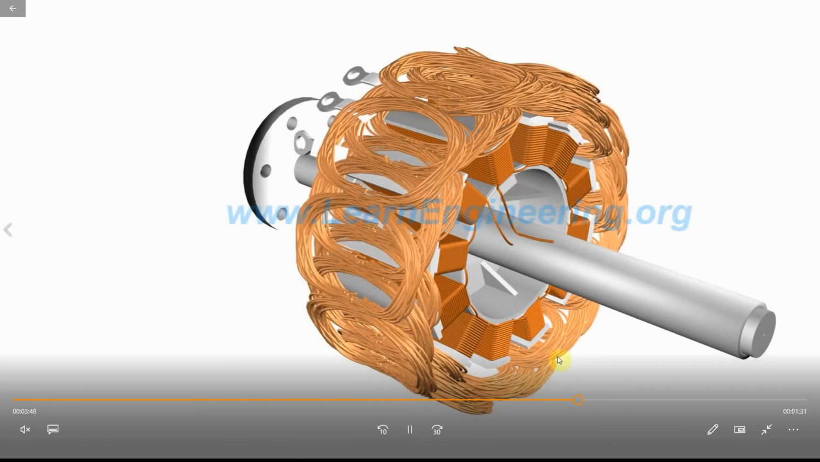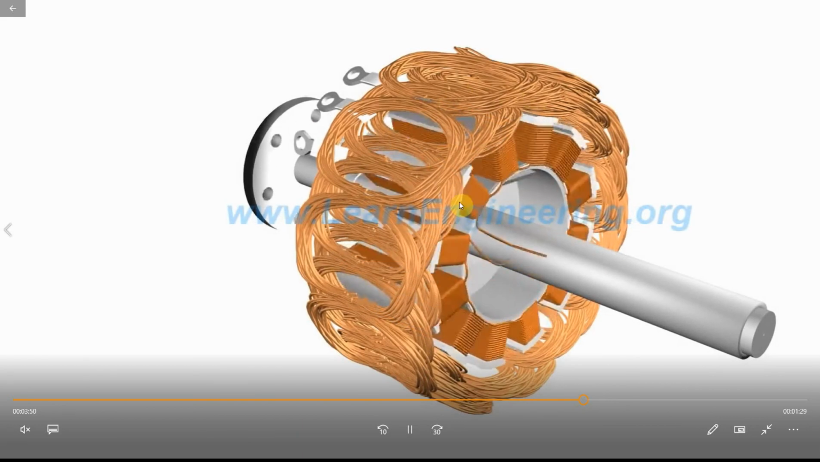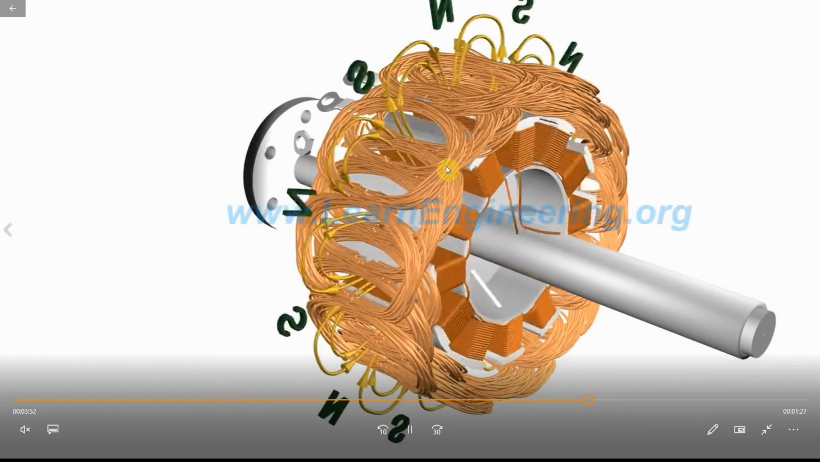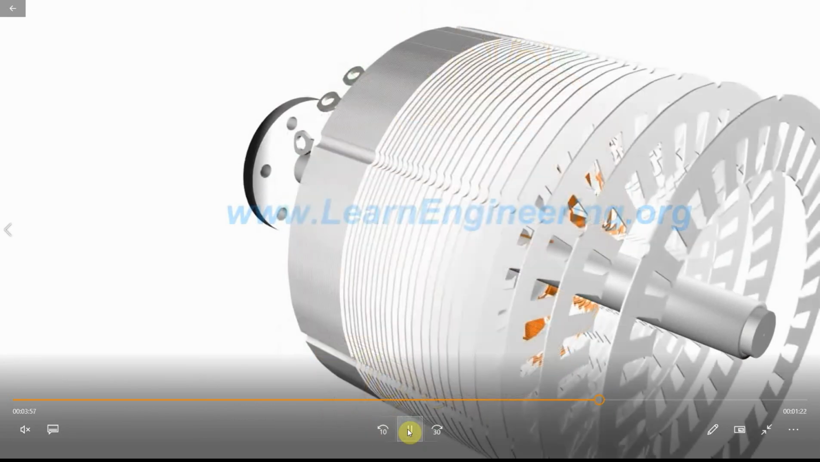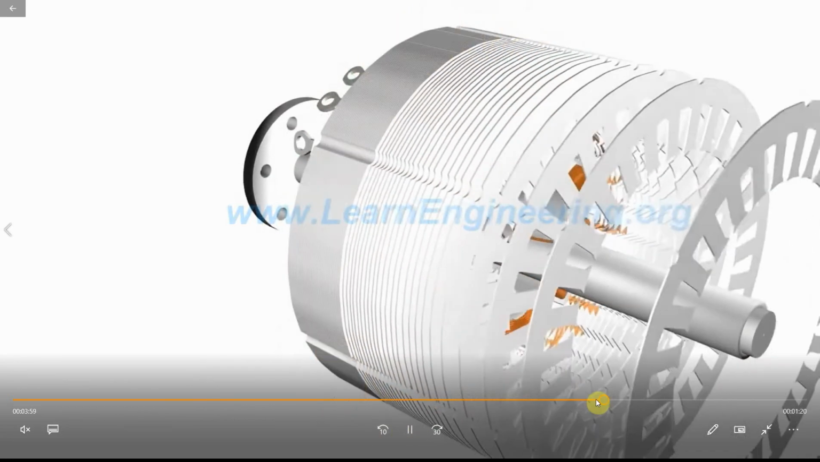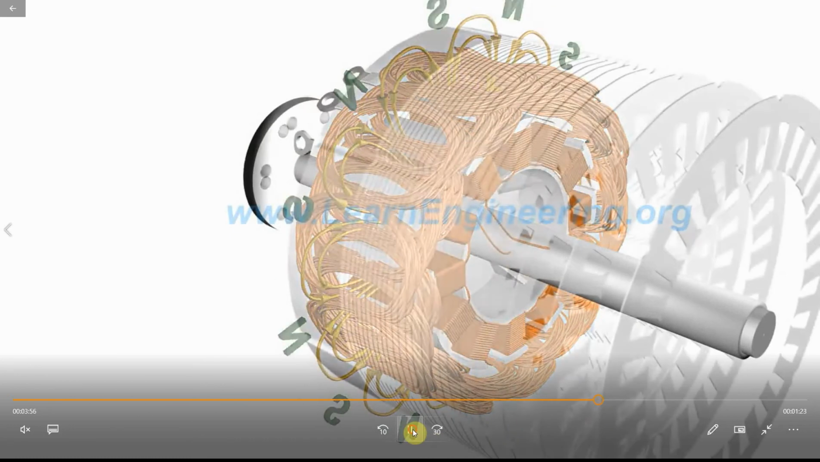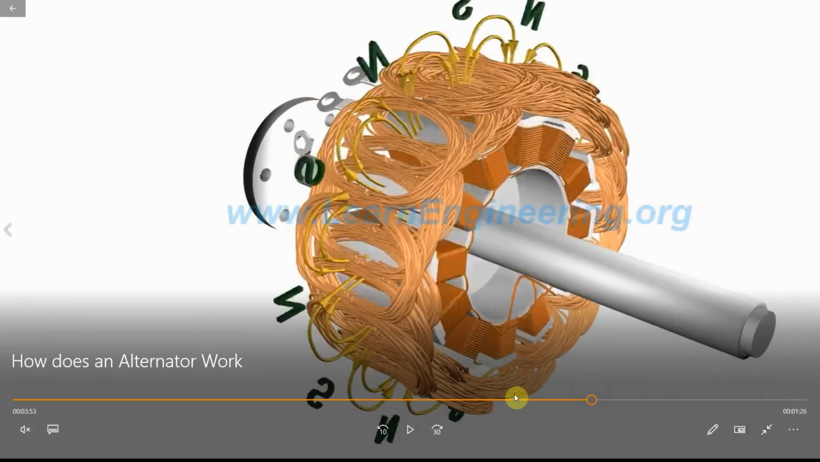Now these are the coils of the stator. When this rotor is moving, a time varying magnetic field is created, and that time varying magnetic field is cutting the rotor winding, so as a result dφ/dt is created, so EMF is induced. That EMF is collected from the outside.